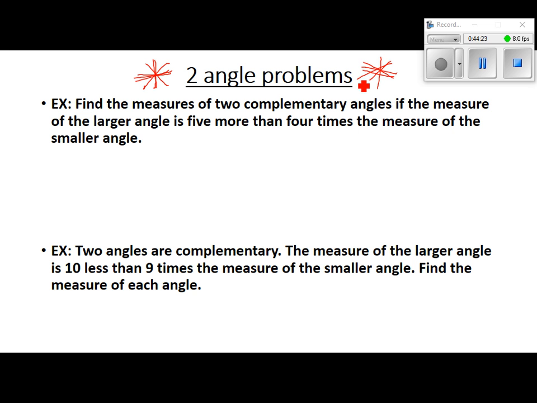This one says, find the measures of two complementary angles if the measure of the larger angle is 5 more than 4 times the measure of the smaller angle. I call them two angle problems because the way I start them off, every single time, the first thing you should do is write down angle 1, angle 2. When you see a problem like this on the next test, if you do these steps, you'll get points for every one of the steps.